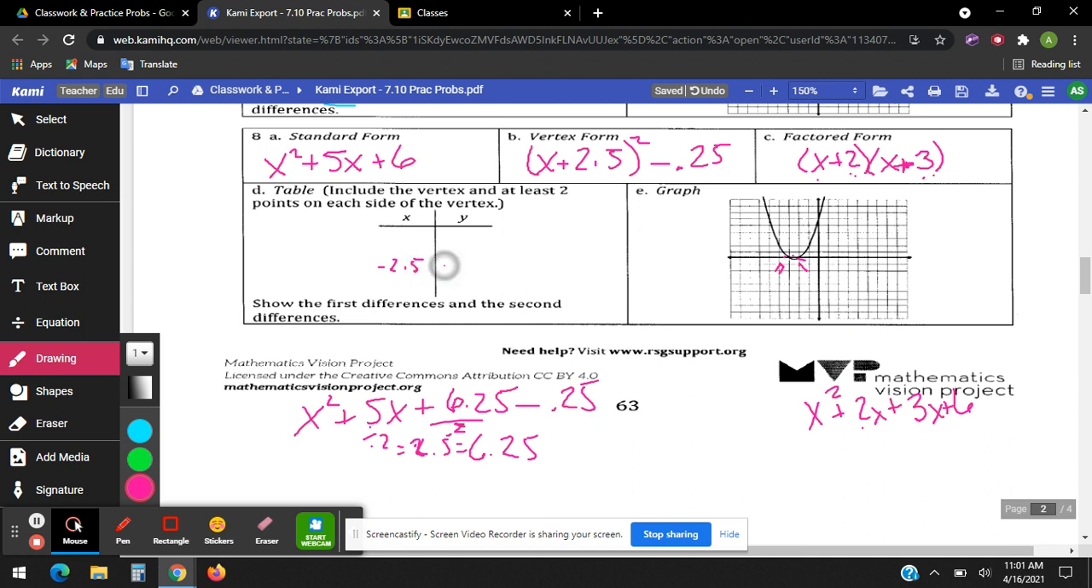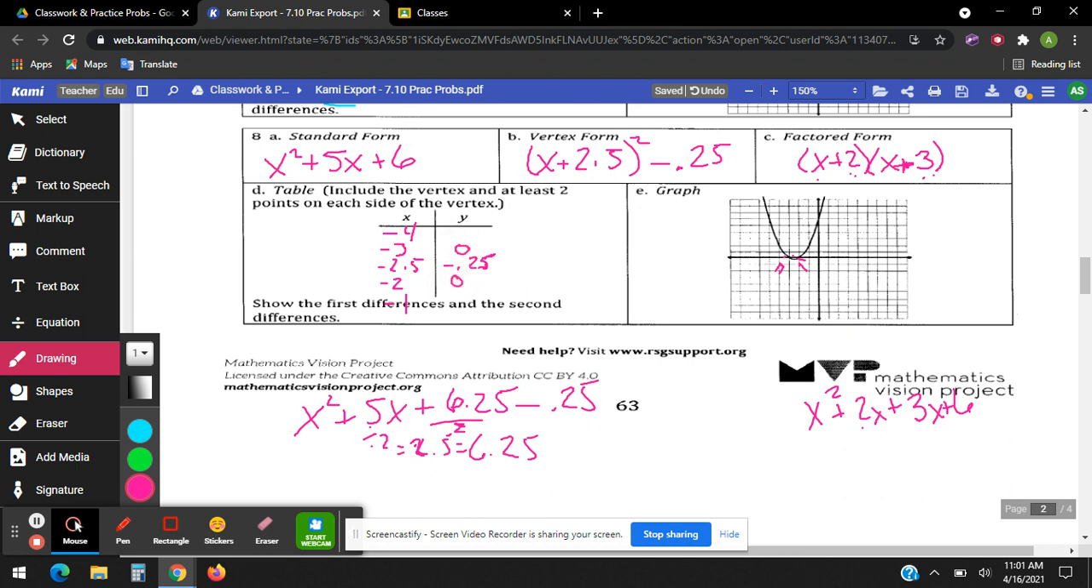All right, so that means my vertex is at -2.5, comma, -0.25, which looks like that's about right on here, right? It's just barely there, but it's between the two. And lower would be a -3. Then I'm going to do -4, and bigger would be -2 and -1. So if I put a -3 in here, now let's do -2. -2 plus 2.5 is 0.5. 0.5 squared is 0.25. 0.25 minus 0.25 is 0.